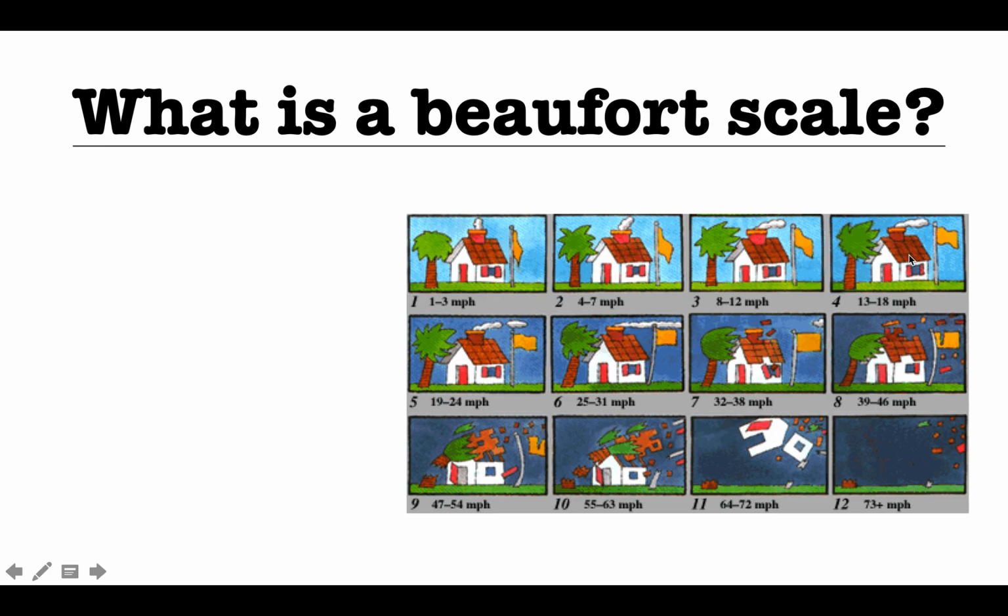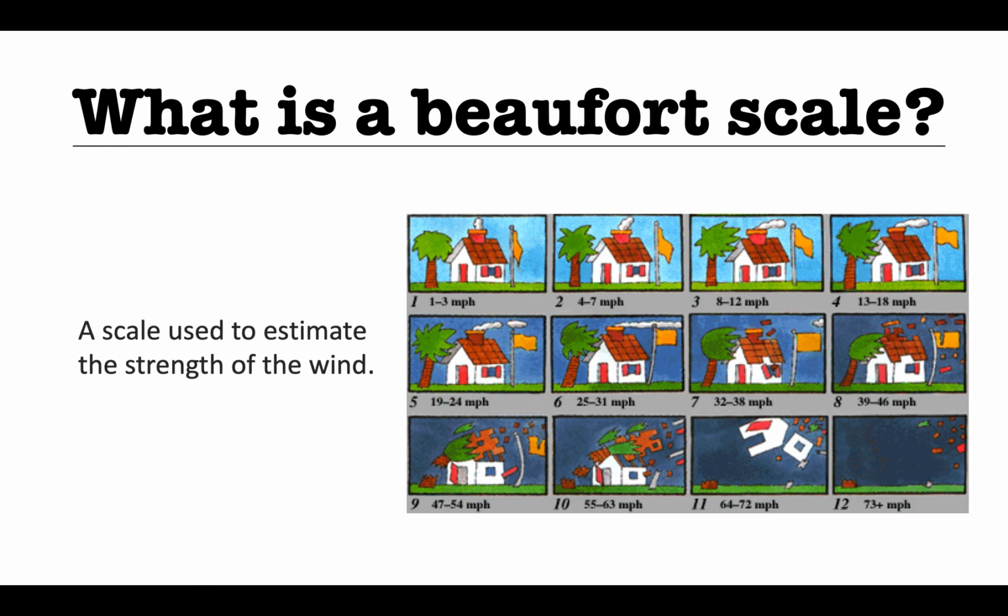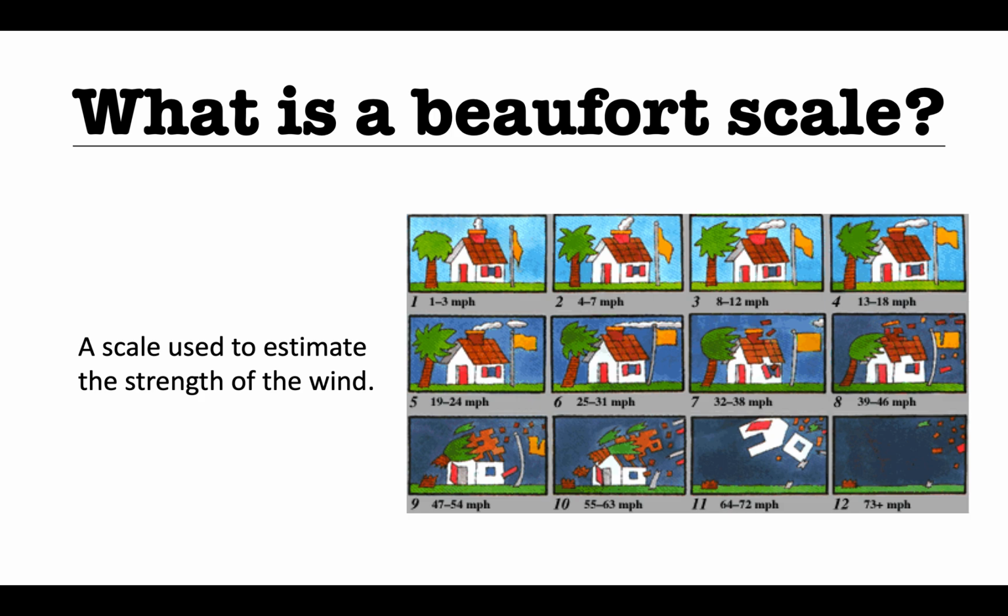It's pretty obvious. And then as it goes on, from 4 to 5 to 6 to 7 to 8, when it gets to 7, stuff is falling from the house. And then it just gets really bad. When we get to level 12, the house isn't even there anymore. The wind has completely taken it. So yeah, that is the Beaufort scale. That is how weather forecasters tell the weather. It is a scale used to estimate the strength of the wind.